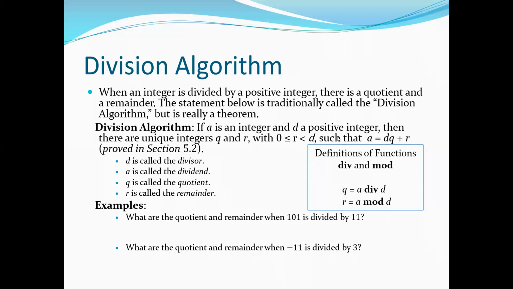So let's use this equation, this definition, on how to do division. Let's have this first example. What are the quotient and remainder when 101 is divided by 11? Using A is equal to DQ plus R, 101 is A, 11 is D. So what will be the values of Q and R that would satisfy this equation?